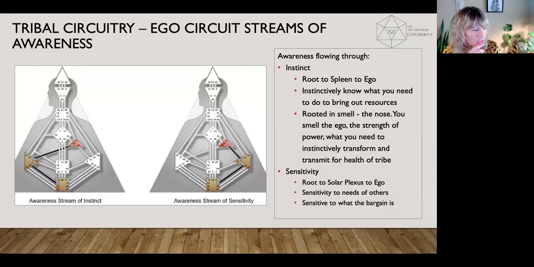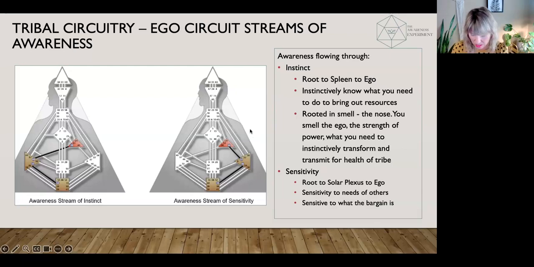So it's rooted in smell, this instinct, which also makes sense when you think of instinct. There's a slight sense of something smells funny, so you can see those connections. You smell the ego, the strength of power, what you need to instinctively transform and transmit for the health of the tribe. So that's just naming that. And then overarching is the sensitivity. So that's the root, solar plexus, ego: sensitivity to the needs of others, sensitive to what the bargain is.